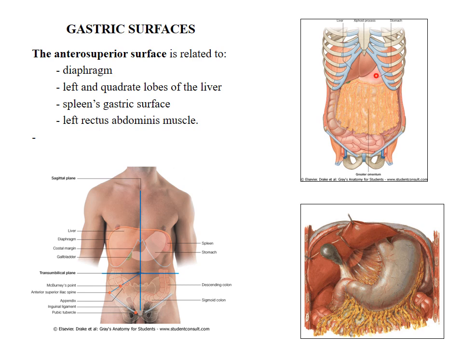The anterosuperior surface is related on the left side, fundus and body, with the diaphragm. Then with the liver, this is the left and quadrate lobe of the liver. Then the spleen, its gastric surface. And anteriorly, this is the rectus abdominis muscle, part of the anterior abdominal wall.